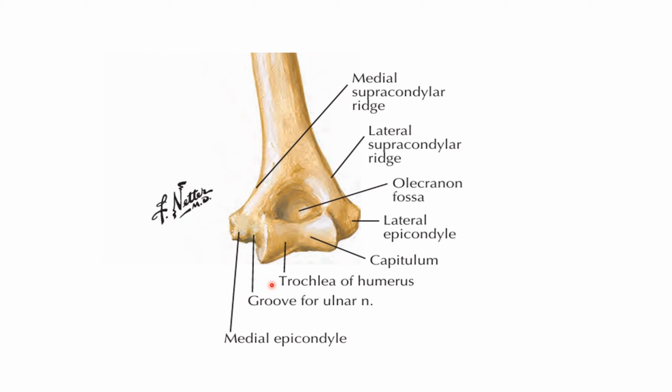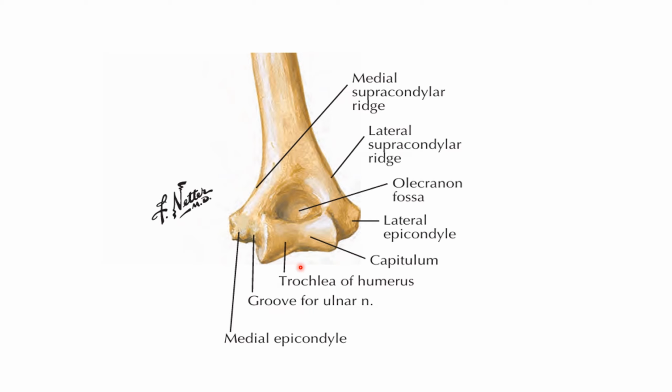Then we have the groove for the ulnar nerve. So this is whereby the ulnar nerve traverses as it supplies the muscles of the forearm and the hand. So any injury at this point, any fracture or any injury at this point will lead to an injury to the ulnar nerve, which will present in various forms.